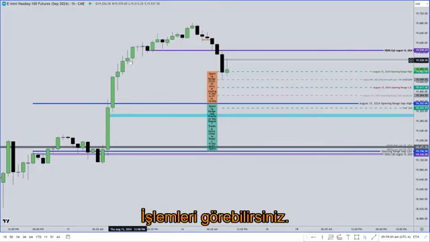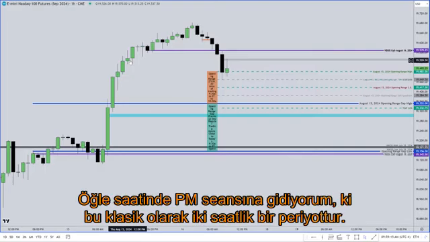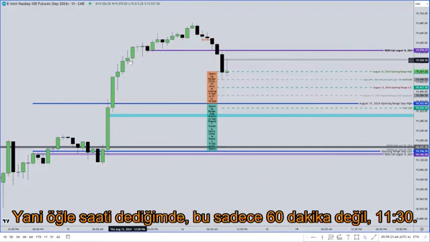You can see the executions. You can see where I'm getting in. It was very close to the high, not the high of the day, but the high in the lunch hour, getting ready to go into the PM session. During the lunch hour, which is classically a 2-hour period. So when I say lunch hour, it's not just 60 minutes.